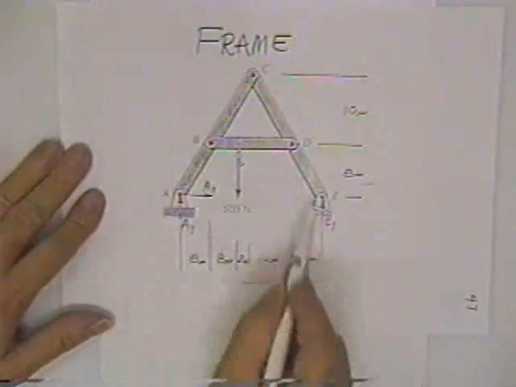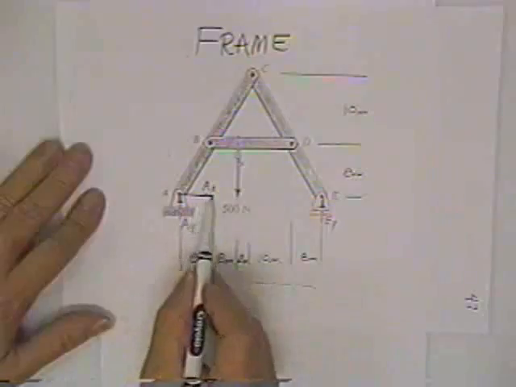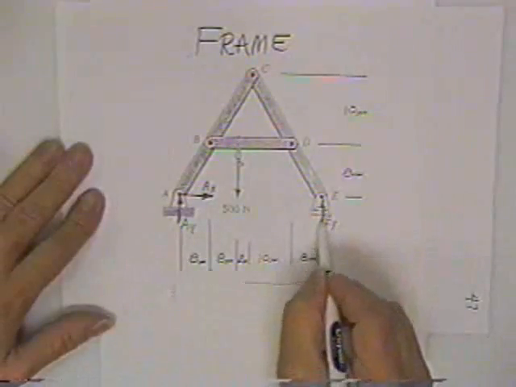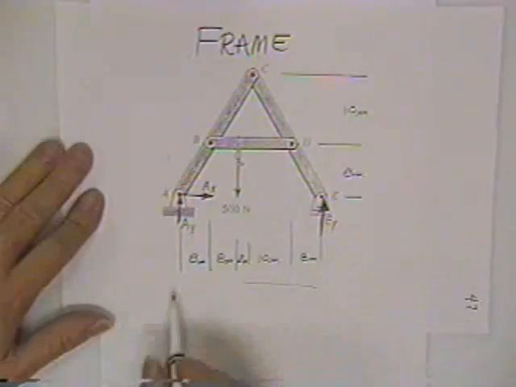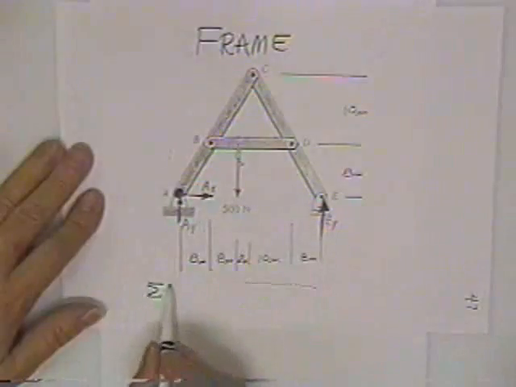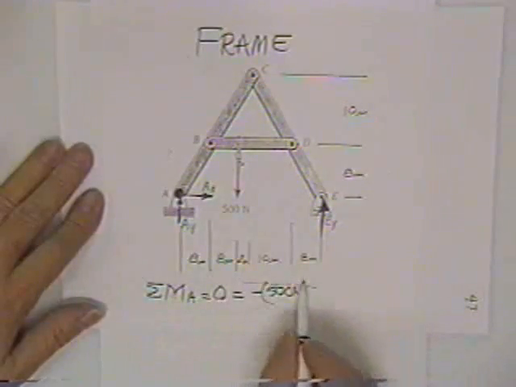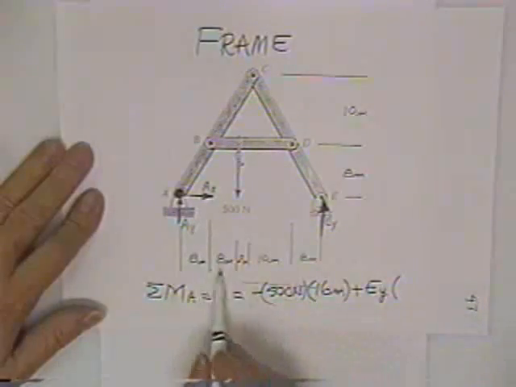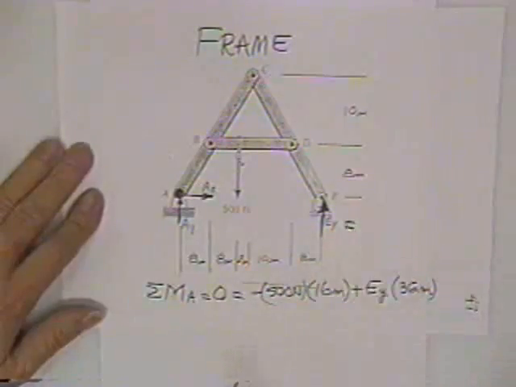Now you can solve for these outside reactions many times by your equations of statics. Here's a pin. You'll notice that I put an AX force and an AY force, because every pin can have two forces. I also have an E vertical force at a roller perpendicular to the floor. In order to solve for that reaction at E, here's two unknowns. I come over here and sum moments about point A. So moments about A equals 0 is equal to minus 500 newtons multiplied times 16 meters plus the EY force times 36 meters. And that'll let me solve for EY.